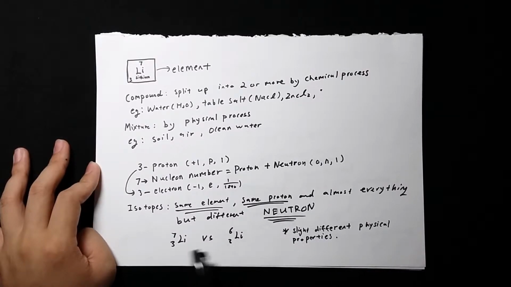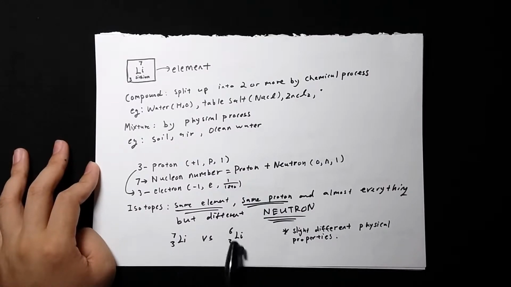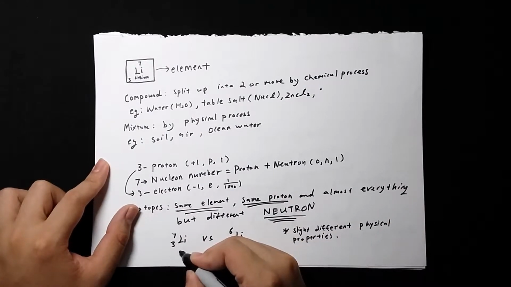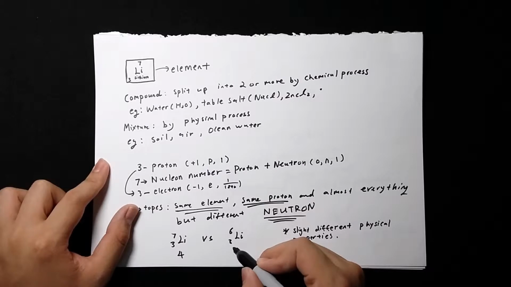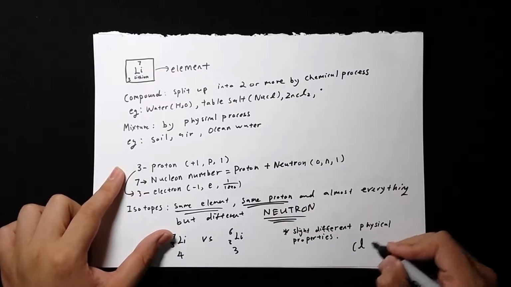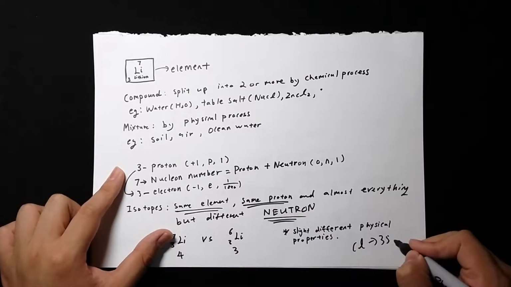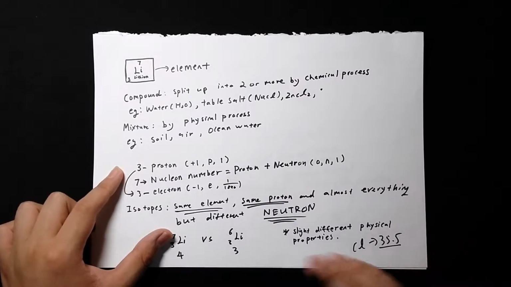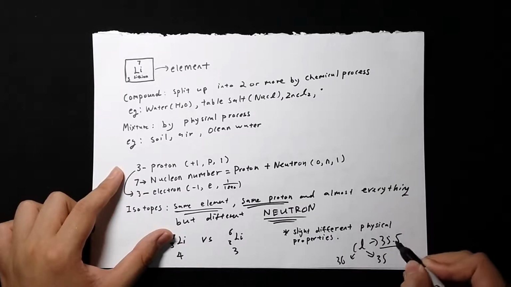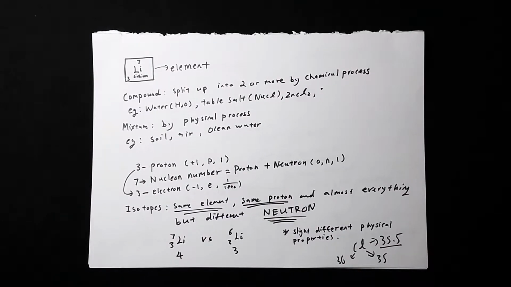So for example, this is an isotope. You can see the nucleon number is different, but the proton number remains the same. As a result, this one will have 4 neutrons, and this one will have 3 neutrons. Due to isotopes, you can observe something very interesting. Chlorine has a nucleon number of 35.5. This is because there's a certain percentage of chlorine-37 and chlorine-35 isotopes that results in the average being 35.5 on Earth.